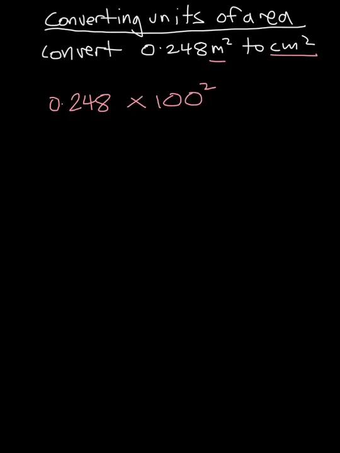Just like we do our normal unit conversions, if it's metre squared to centimetre squared, from metres to centimetres is times 100, so metre squared to centimetre squared is times 100 squared, and that will equal 2,480 centimetres squared straight off the calculator.